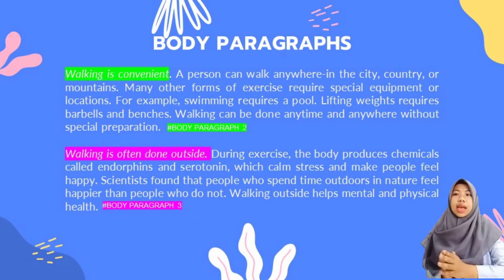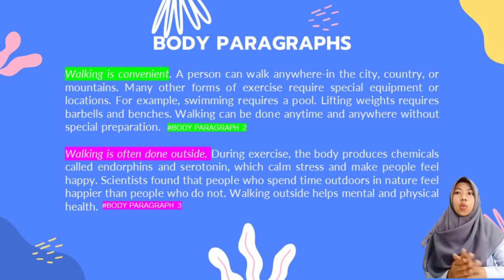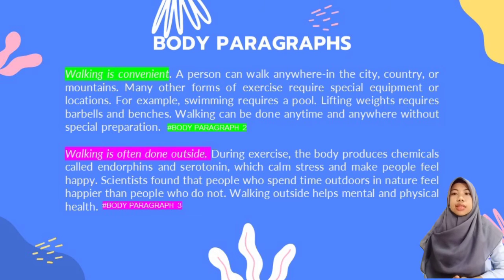And the last one, body paragraph 3, walking is often done outside. During exercise, the body produces chemicals called endorphins and serotonin, which calm stress and make people feel happy. Scientists found that people who spend time outdoors in nature feel happier than people who do not. Walking outside helps mental and physical health.